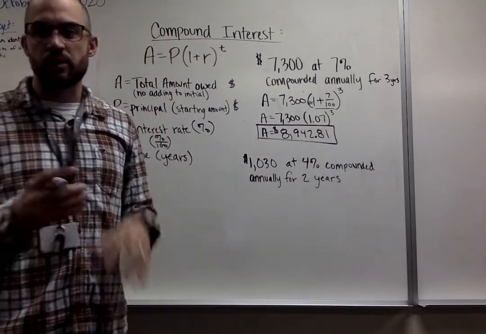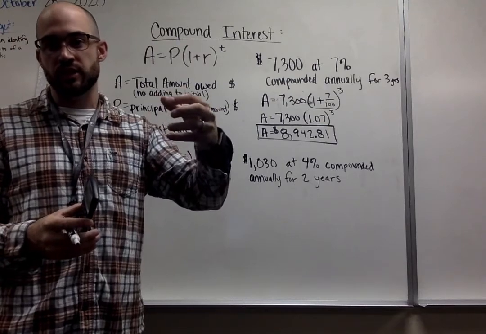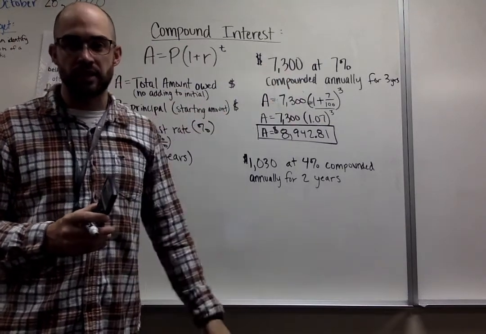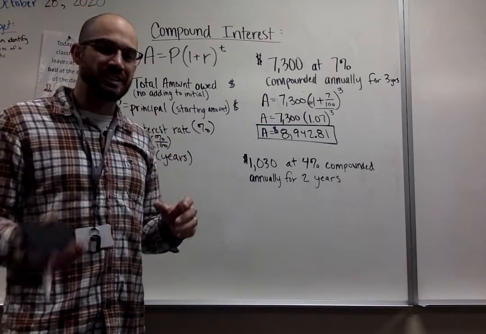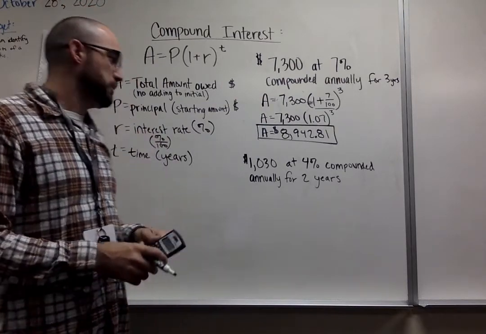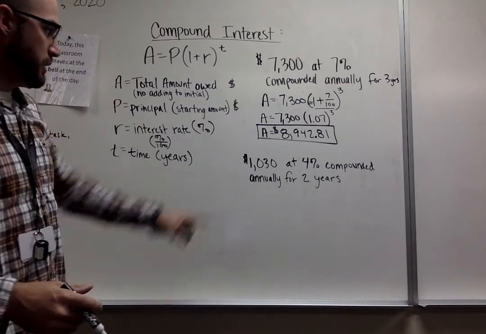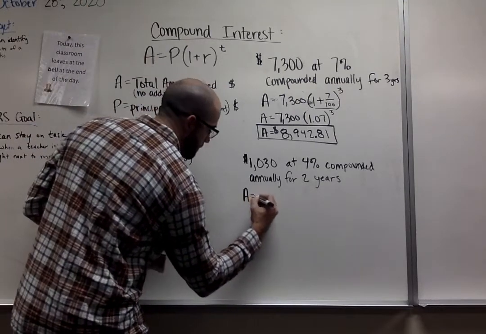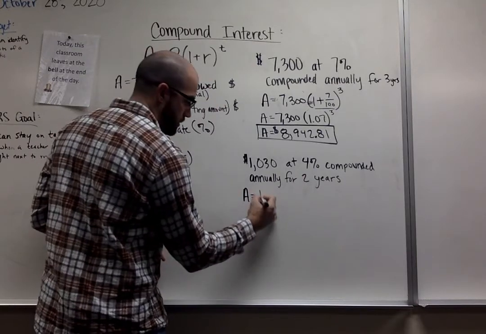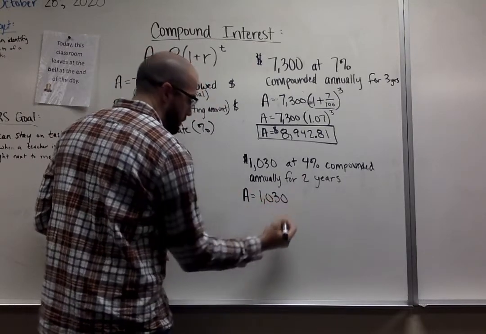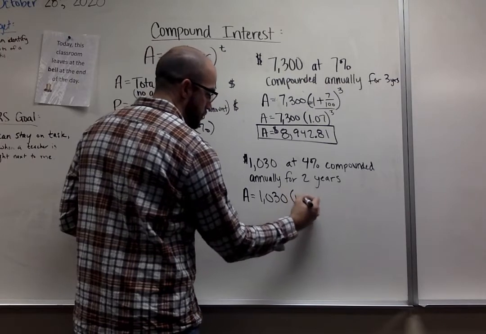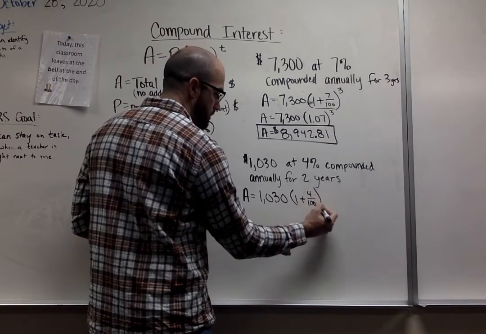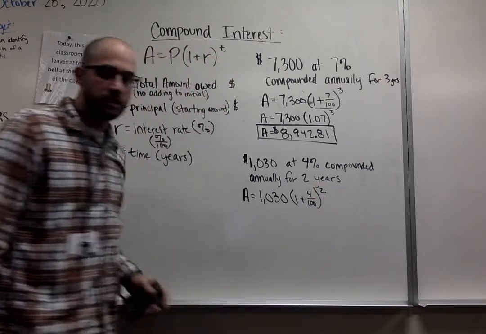Okay, and again, what's happening is they're adding the interest on at the end of each year. So instead of having just this starting amount, the next year they're going to have the interest added to it, and then it'll add interest onto that, so it gets big a lot quicker. For the second example, same idea. We've got our total amount owed equals my principal, the 1,030, times 1 plus whatever our rate is, 4% rate over 100, and then for 2 years, so 2 is up above.